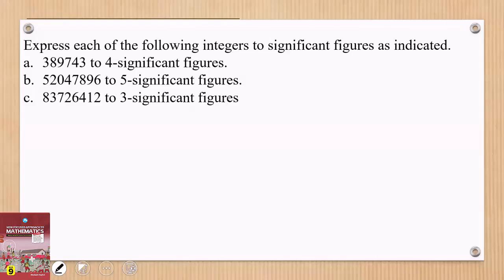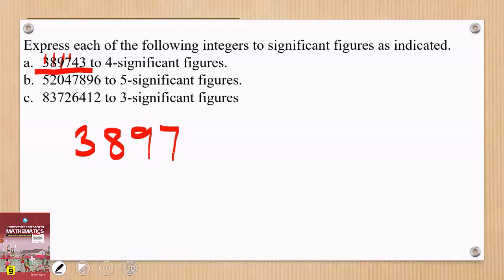Okay, now here we have 3 questions. We are to express each of these figures to significant figures as indicated. For example, the first one says we have 389,743 and we want to round this to 4 significant figures. As it stands here, all these numbers are significant, but we need only the first 4 significant figures. So we count 1, 2, 3, 4, and that gives us 3, 8, 9, 7.